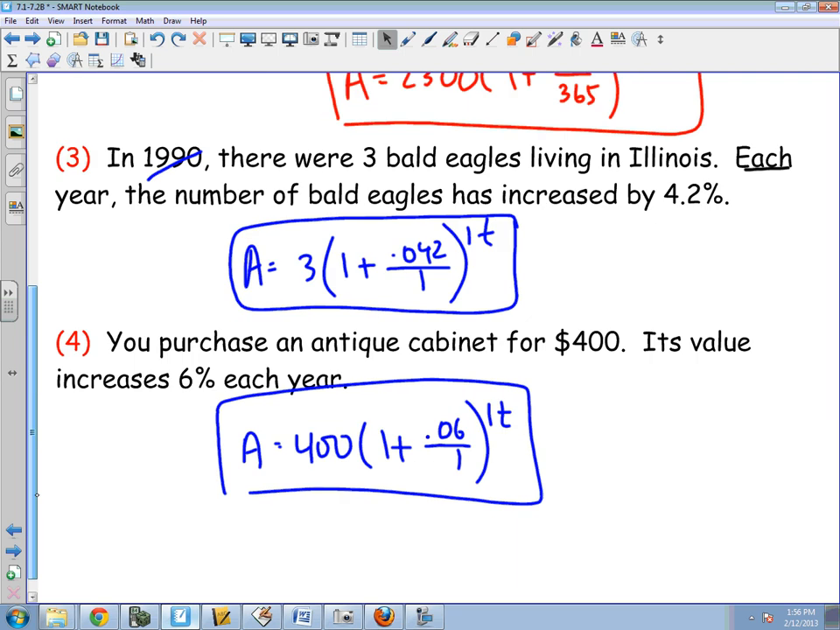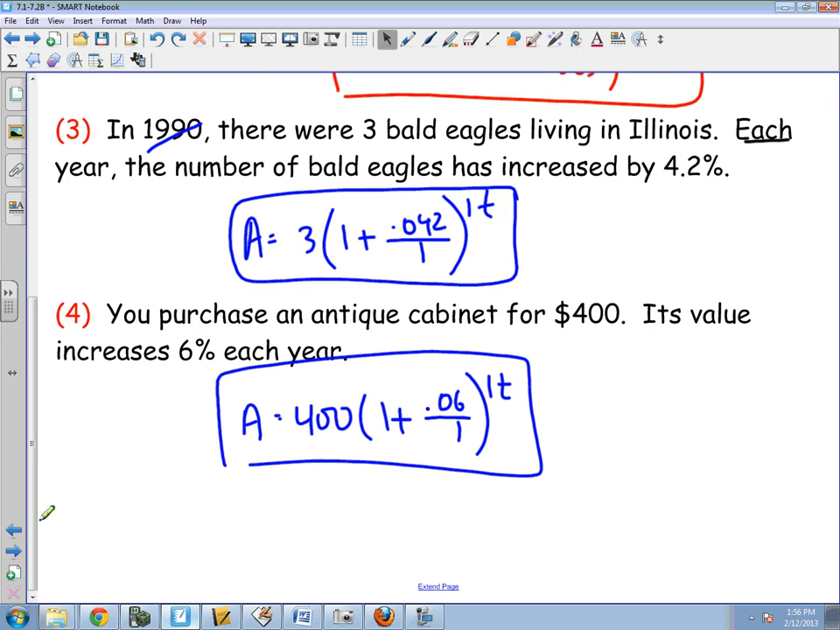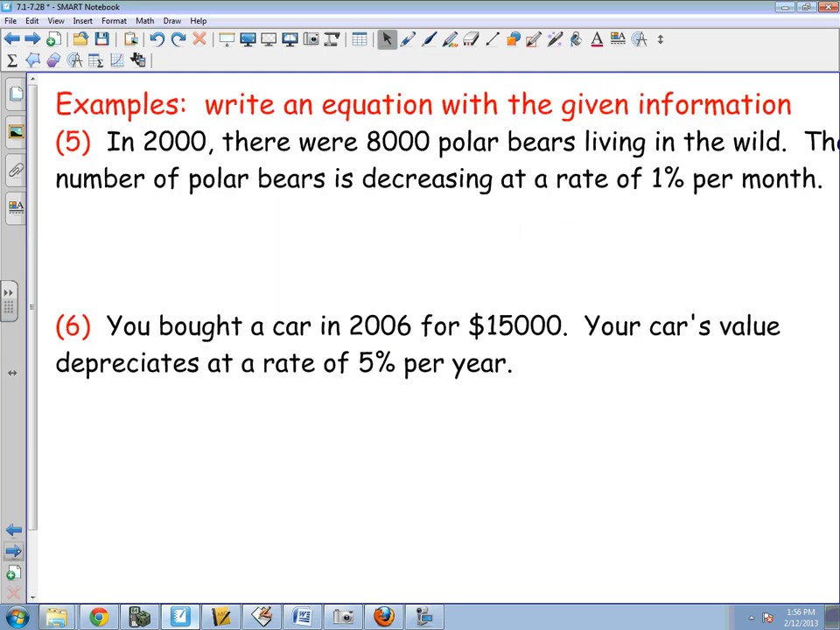Same thing here. If you were going to ask, like in number 3, how many bald eagles are living in Illinois in 2000? Well, if you're talking about 2000, that's going to be 10 years after, so you would plug in 10 for T. And that's a little bit tricky. We'll talk about that when we get to those problems. But we don't care about that right now. We're just coming up with a model, so let's continue that.